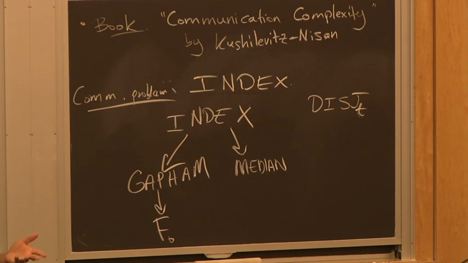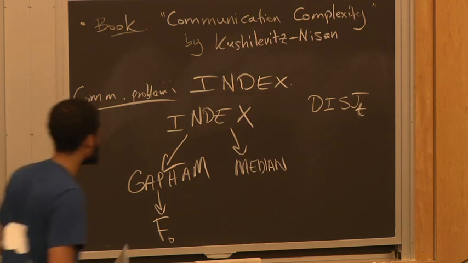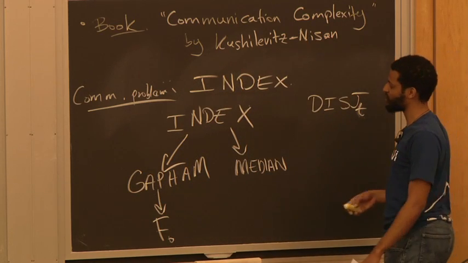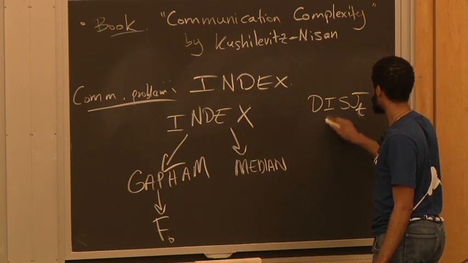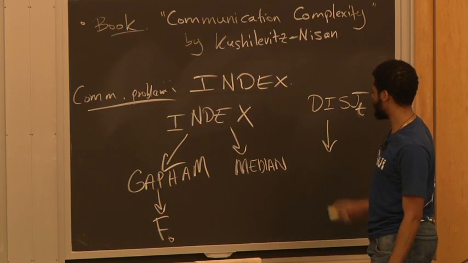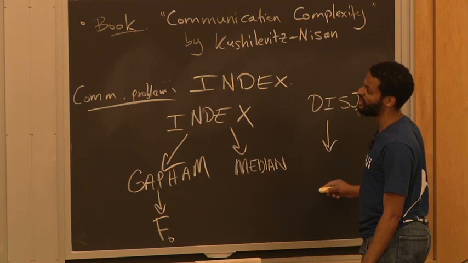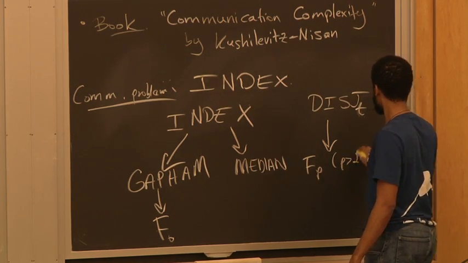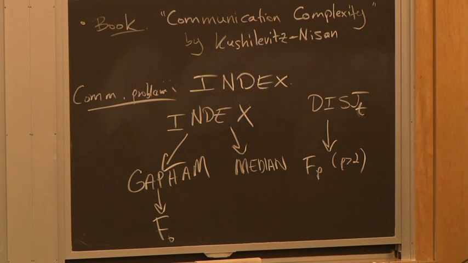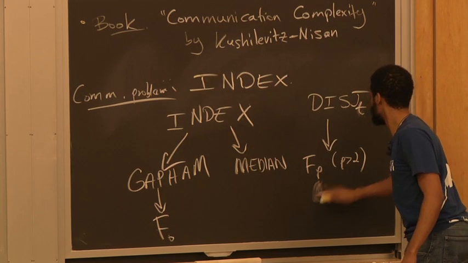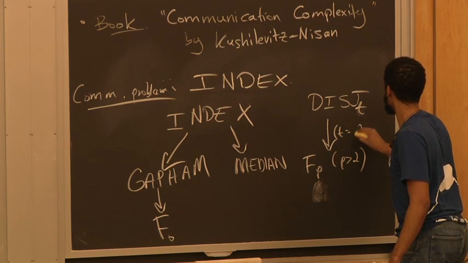So that's T-player one-way protocols. Okay? We're going to show that there's a problem called disjointness with t players, where t is appropriately chosen, such that that thing reduces to F_p for p bigger than 2. And we're going to do it where in this reduction t is going to be something like 2n to the 1 over p.